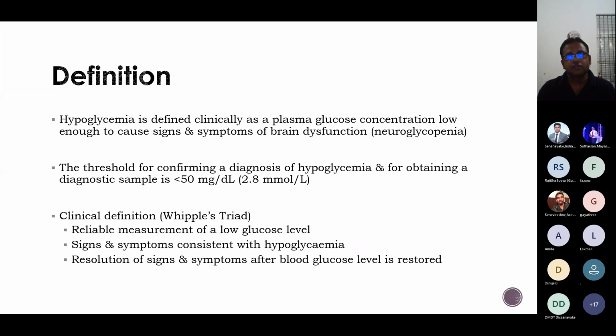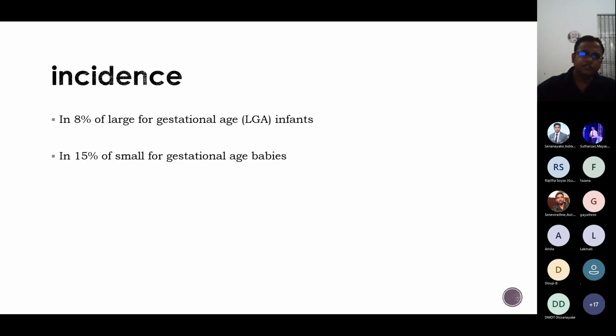If the child doesn't recover after correcting the glucose level, then you have to think about other possible causes. For example, a child who had a prolonged seizure can have hypoglycemia. So it can be associated with other problems, like maybe a septic child will also have a low blood sugar value, right? What is the incidence? It's around 8% in large babies and around twice as high in small for gestational age babies.